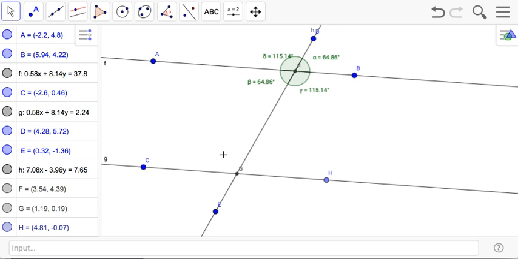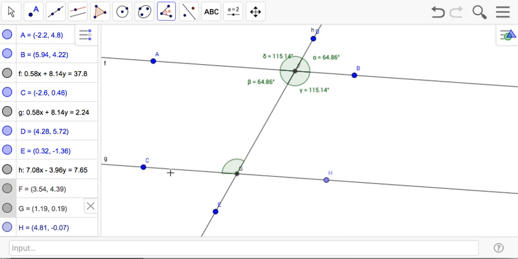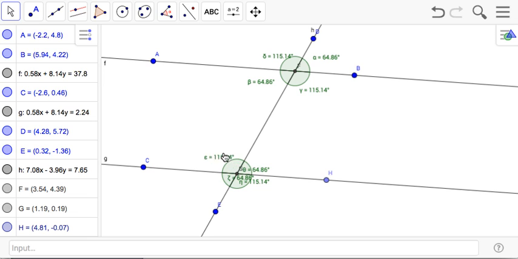What I want to do is I also want to find these four angles, so I'll go through that procedure. And I'll just move them around so we can see them. And indeed, again, vertically opposite angles are equal.